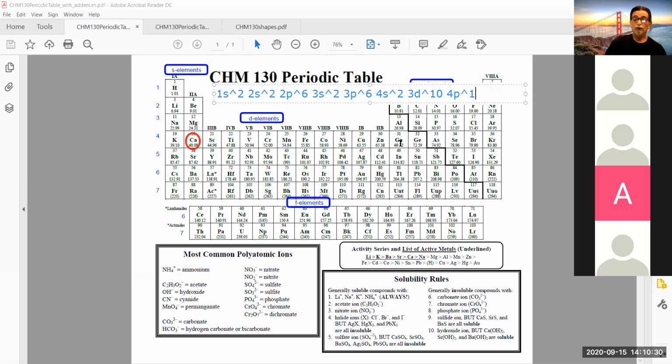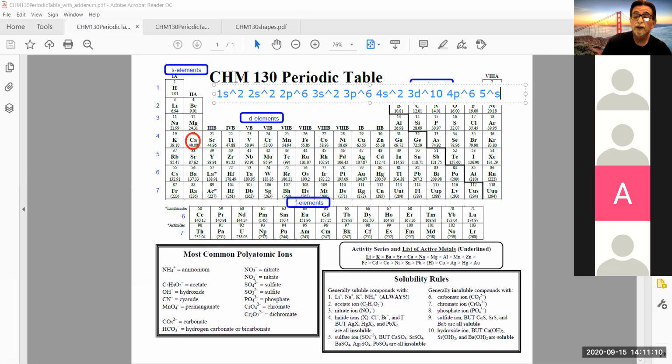Okay. That would be with number 31. And if I went all the way across to krypton, number 36, all I had to do is change that 1 to 6. And that would be the electron configuration for krypton, number 36. Okay? And then if I want to start it again with 37, then I start with 5s. I'm going around the horn, so to speak.